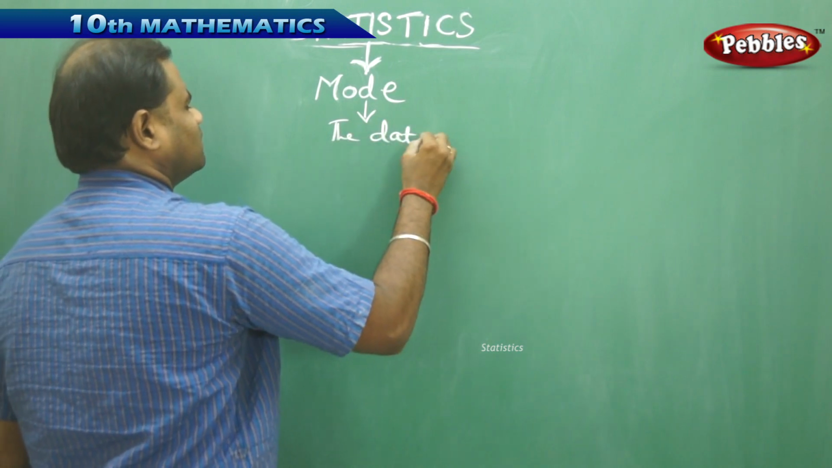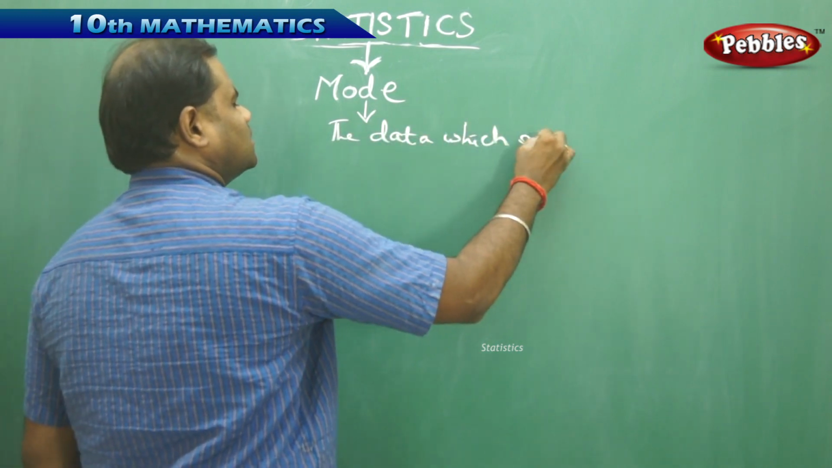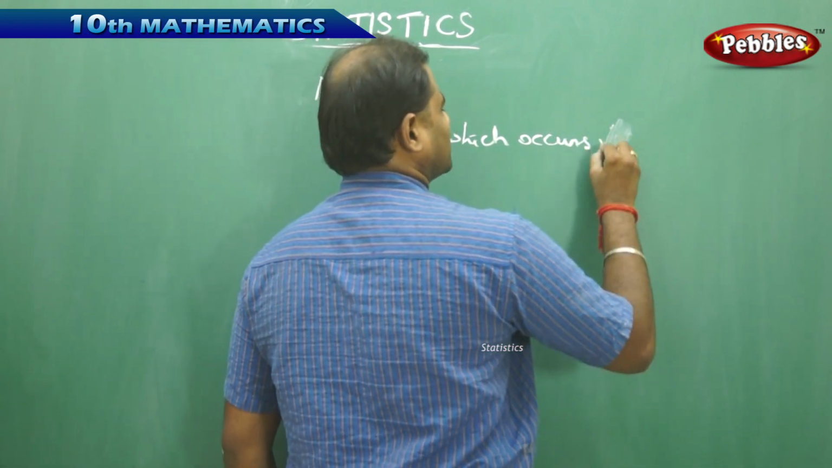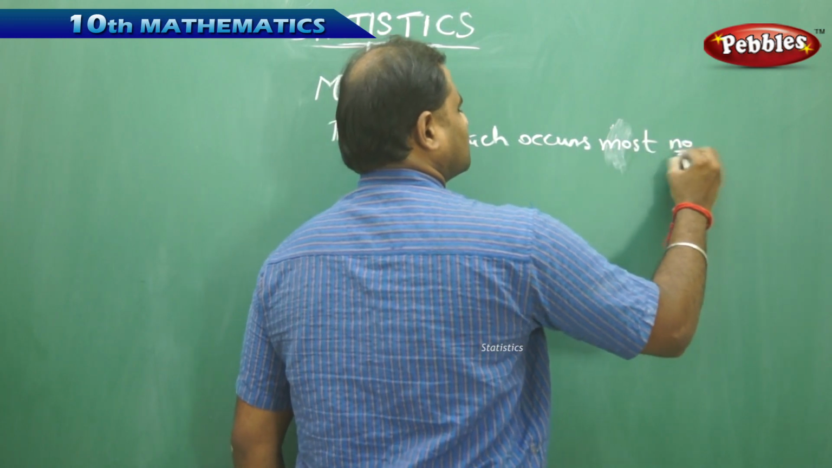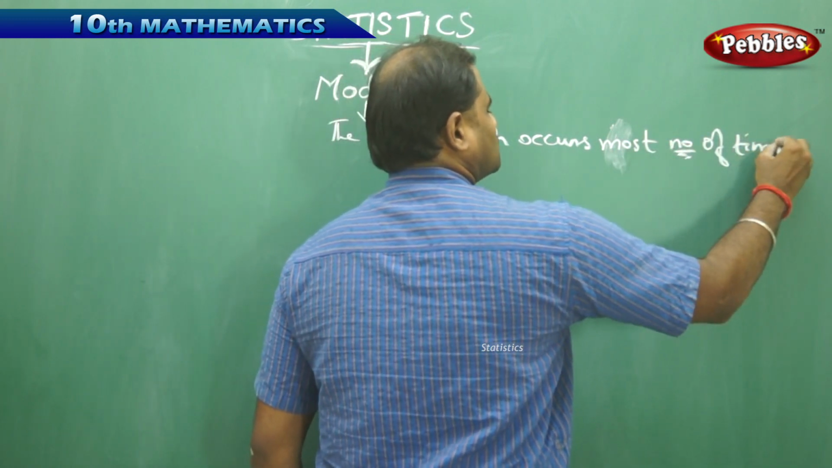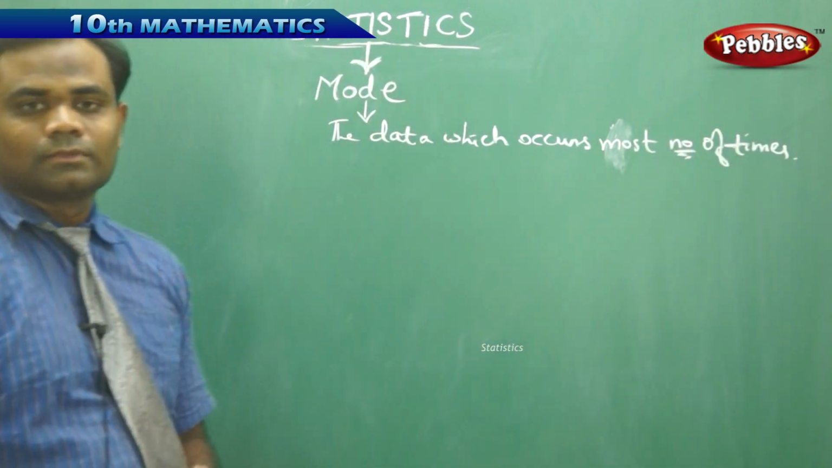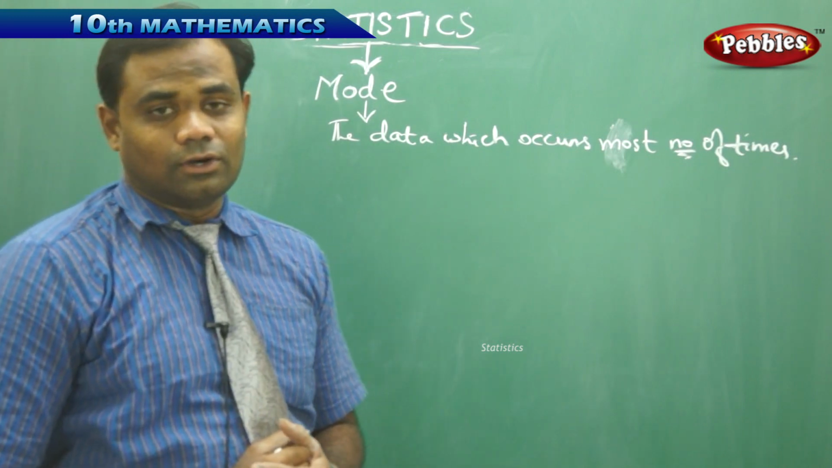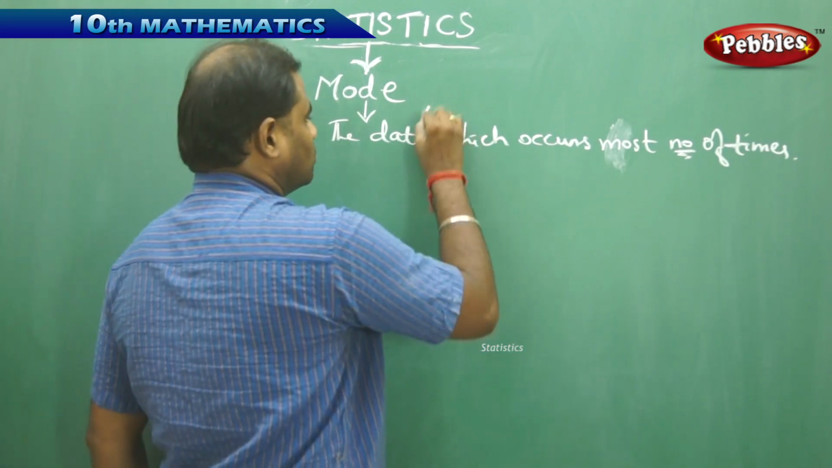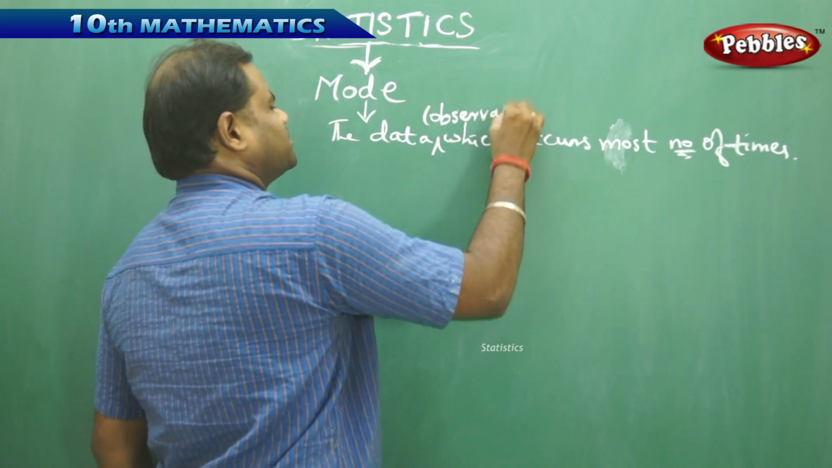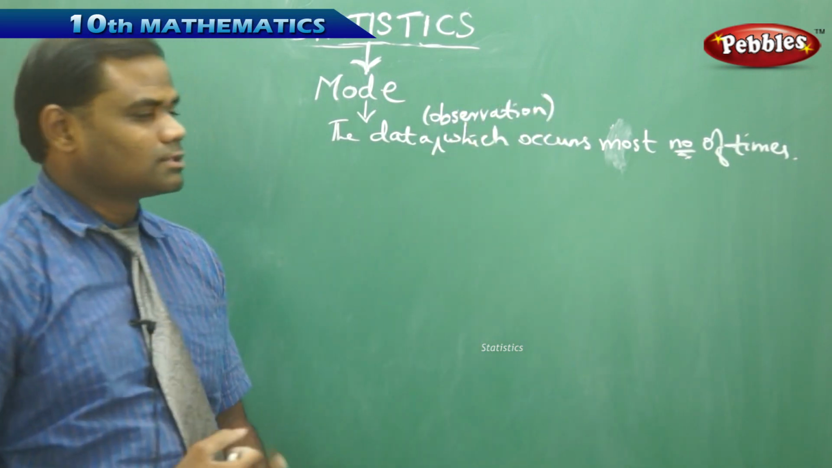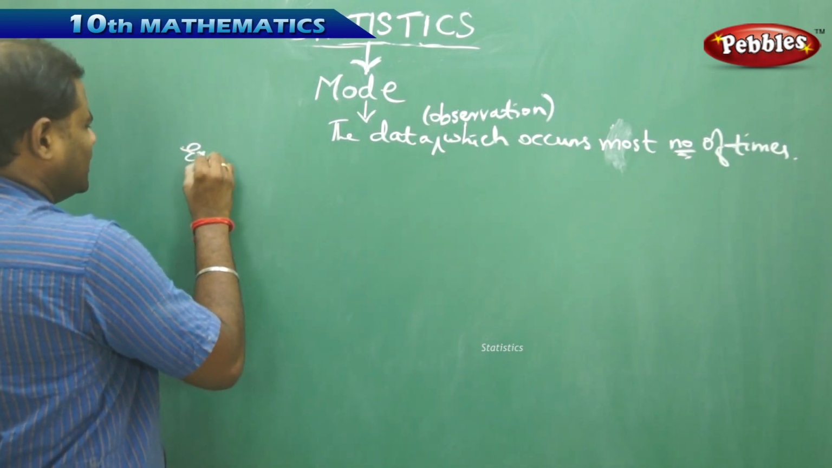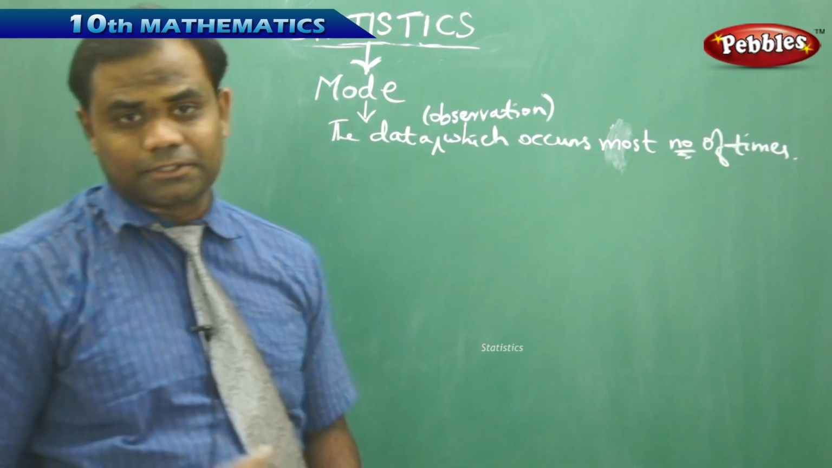The data which occurs most number of times is called the mode. So in this case, we call the mode as the data, or the observation here, the more specific word is the observation which occurs most number of times or most frequently. To start with an example problem, let's understand mode in a better fashion.